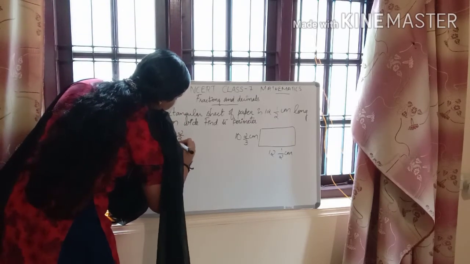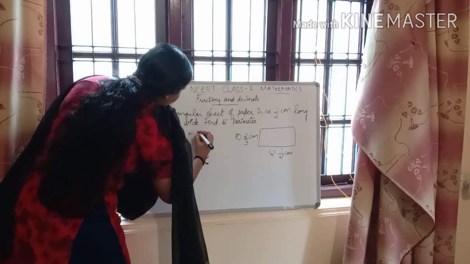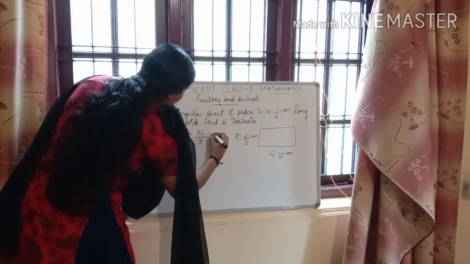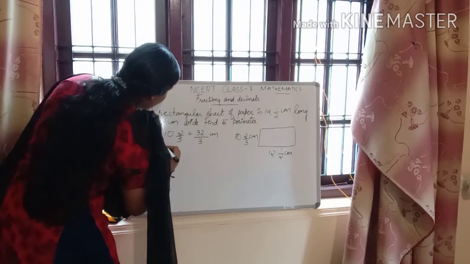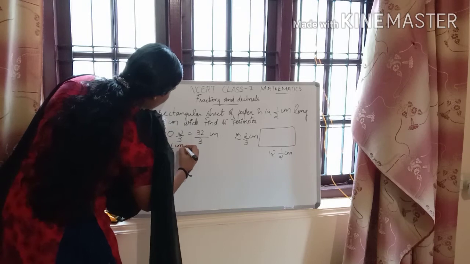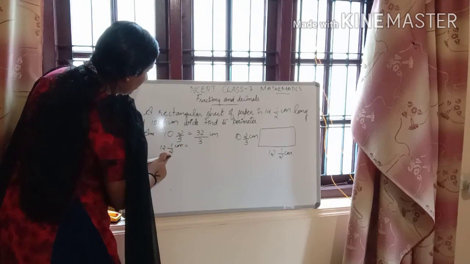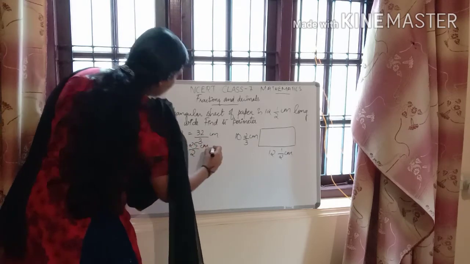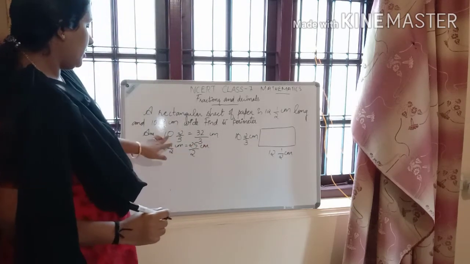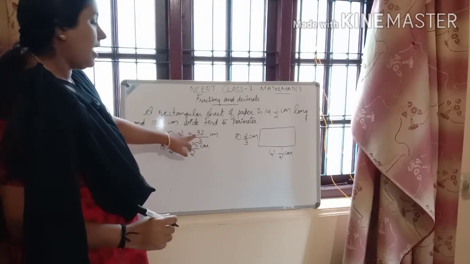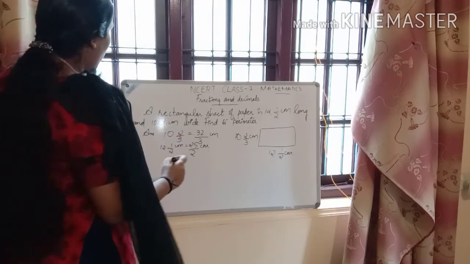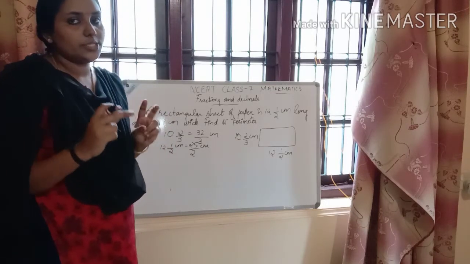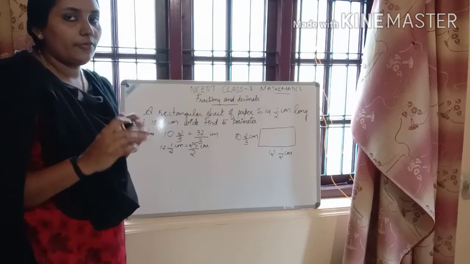10 2 by 3 is equal to 30 plus 2, that is 32 by 3 centimeter. And 12 1 by 2 centimeter will give 12 into 2, 24 plus 1, 25 by 2 centimeter. This is the length and this is the breadth. Here we get improper fractions. Next, we have to write sentence by sentence, each step.